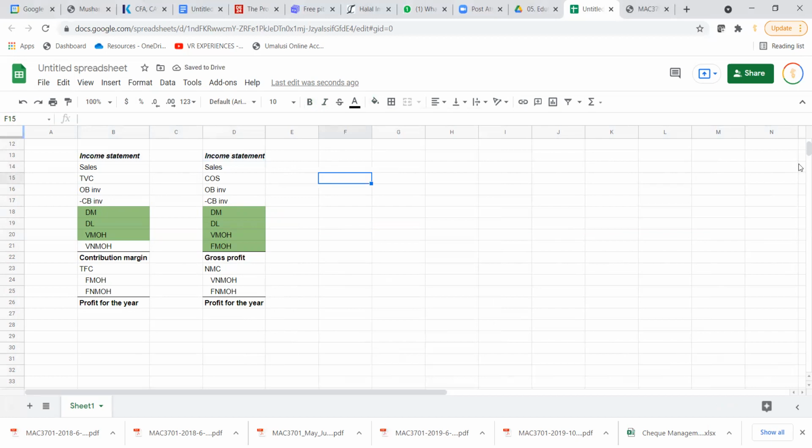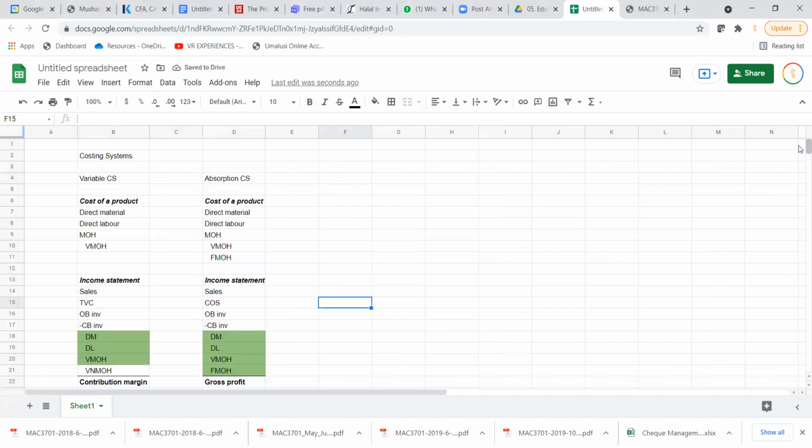So when it comes to variable and absorption, the first thing to know is that the difference between the two is how you treat fixed manufacturing overheads. So in the variable costing system, fixed manufacturing overheads do not form part of the cost of a product. Whereas for the absorption costing system, fixed manufacturing overheads do form part of the cost of a product. So that's important to understand. So make sure you distinguish between the cost of a product for each system.